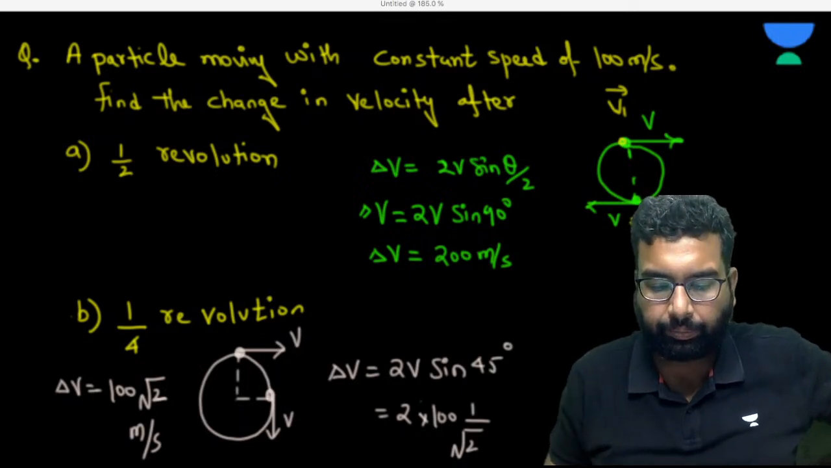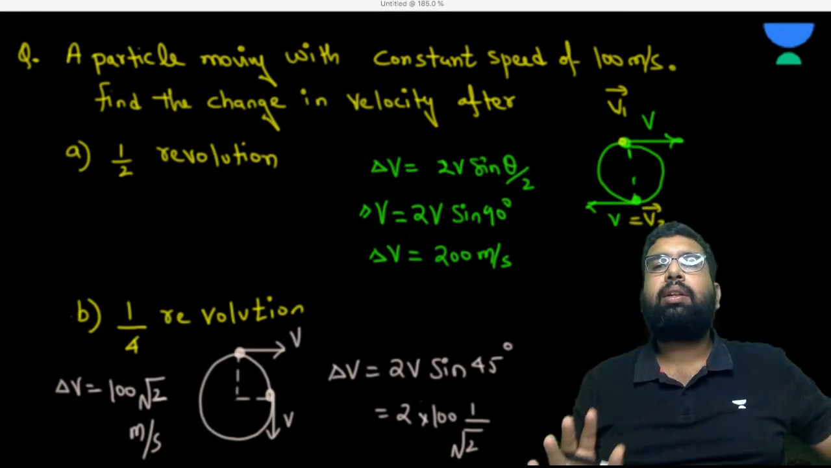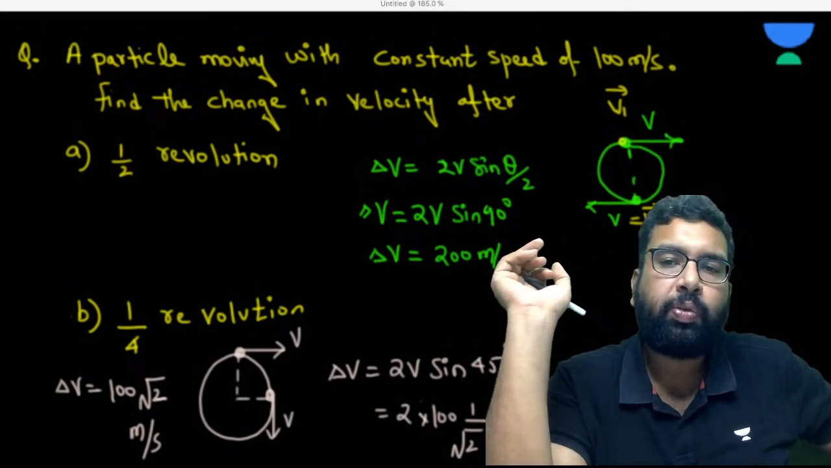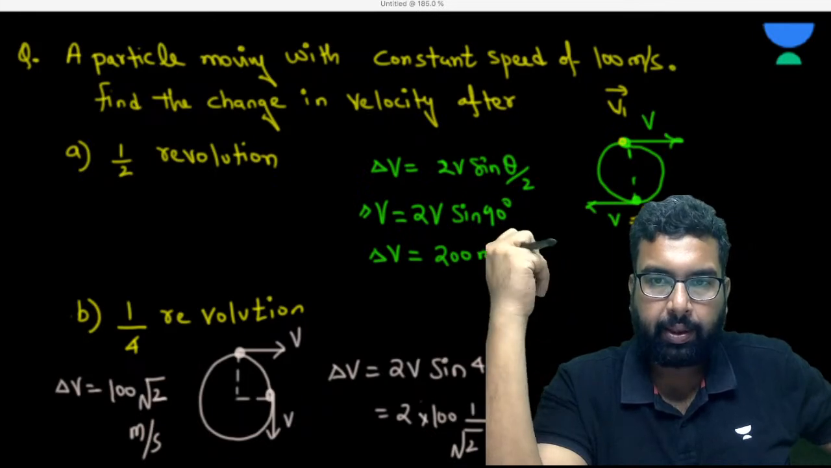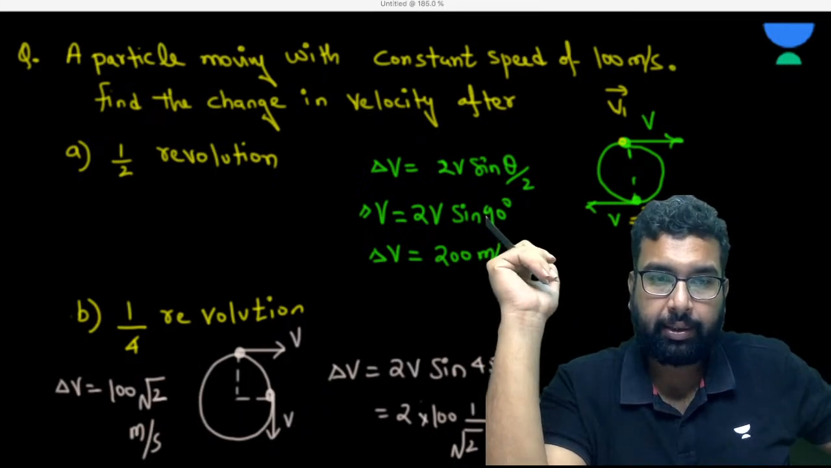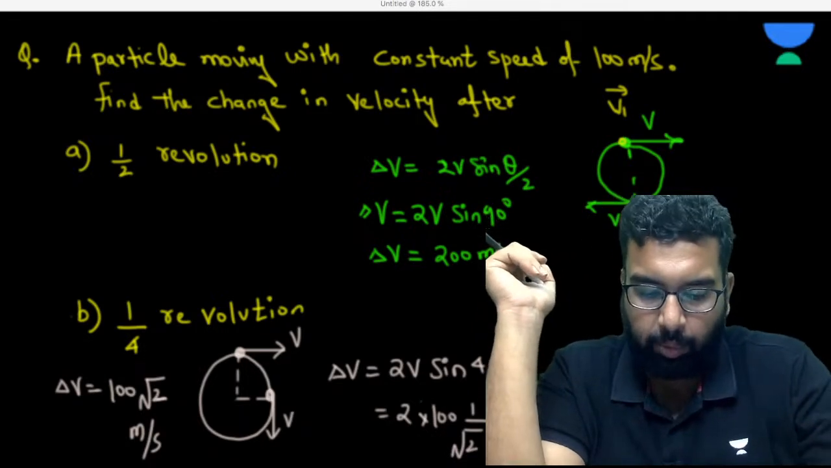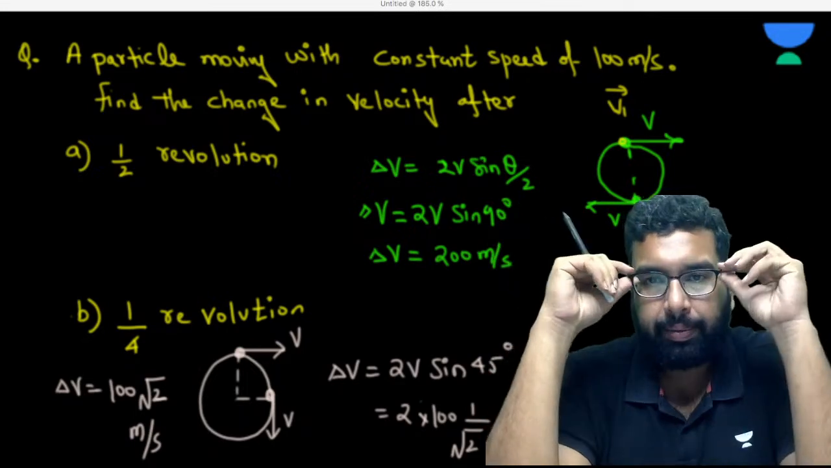If I say only 1 by 6th of a revolution, by what angle has a particle moved from its initial position? If I say 1 by 6, then how much would the particle have moved from its initial position? Can you tell me that?